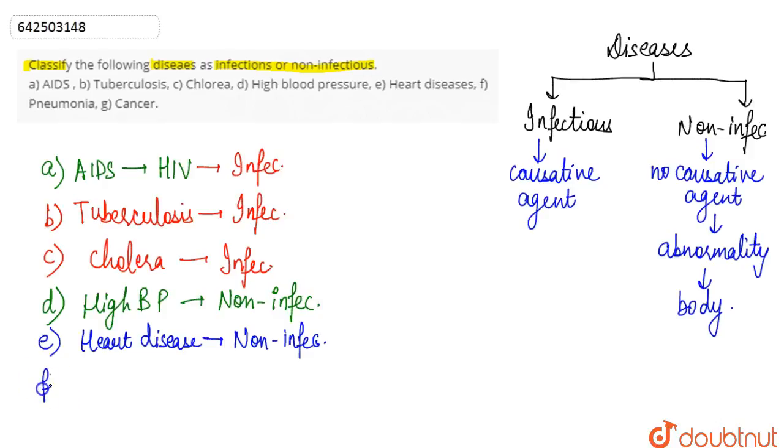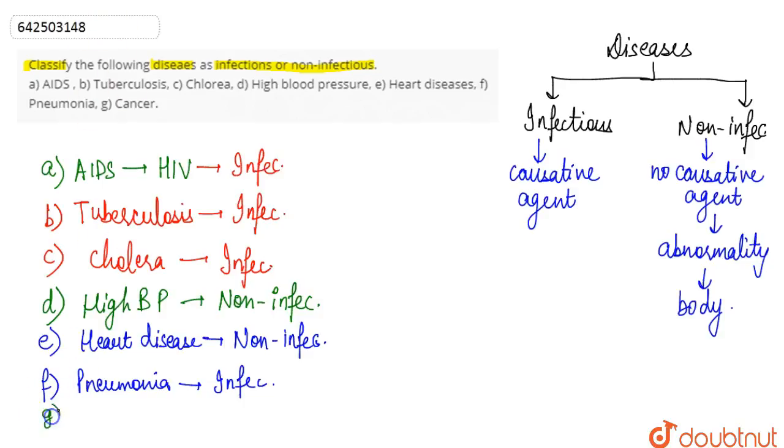Then the next one we have is pneumonia. Pneumonia infects the alveoli of our lungs. This is an infectious disease because the causative agent involved here is Streptococcus pneumoniae, which is a bacteria. When the affected person sneezes, the droplets get transferred to a healthy person, and there are very high chances that the healthy person gets affected. So pneumonia is an infectious disease, as it involves an infectious agent.